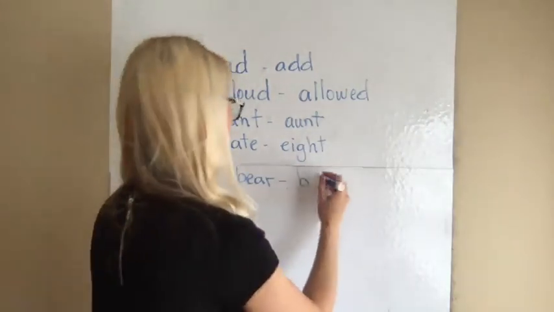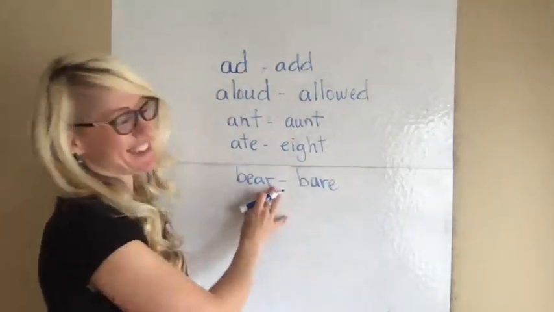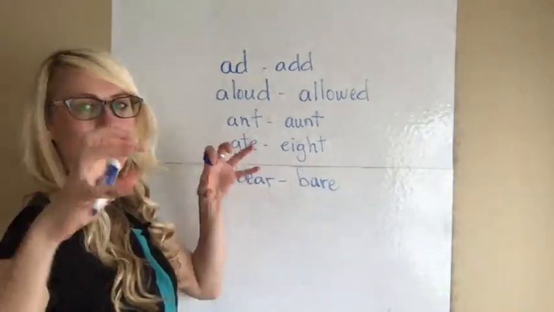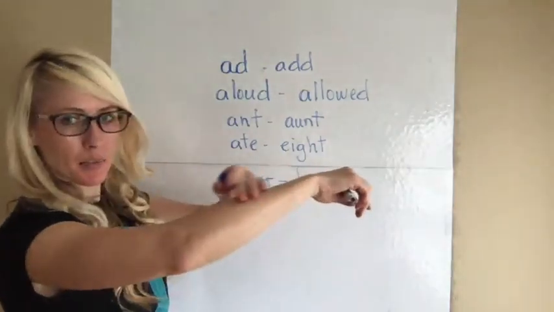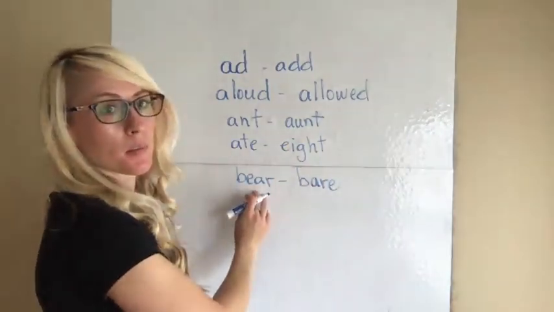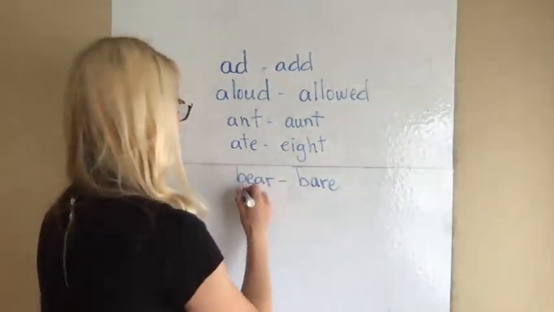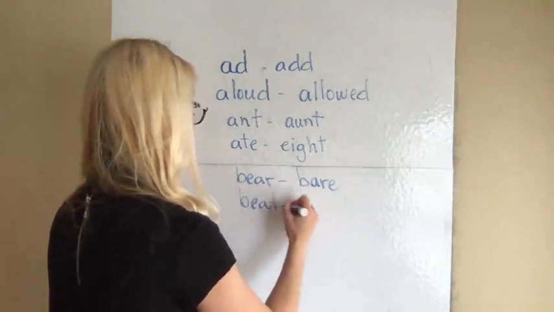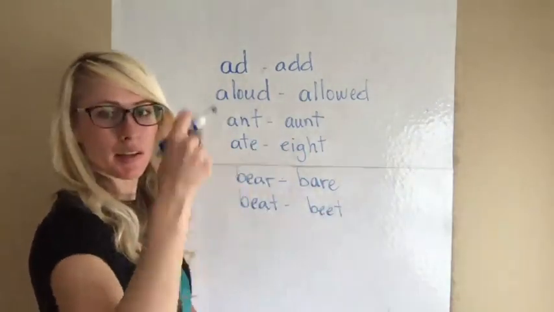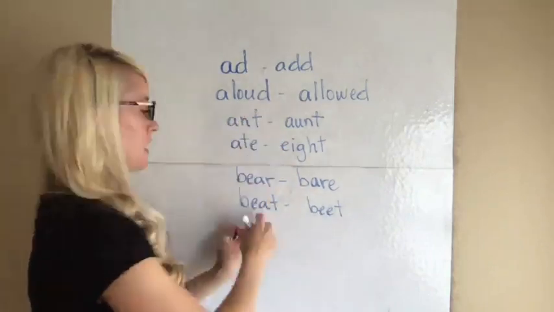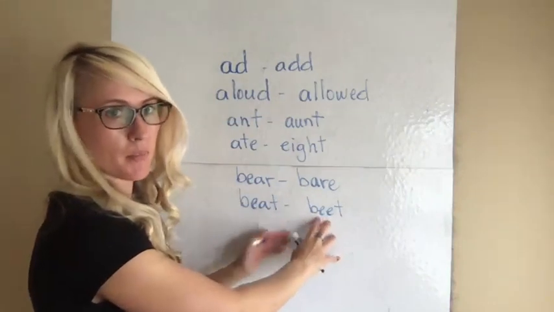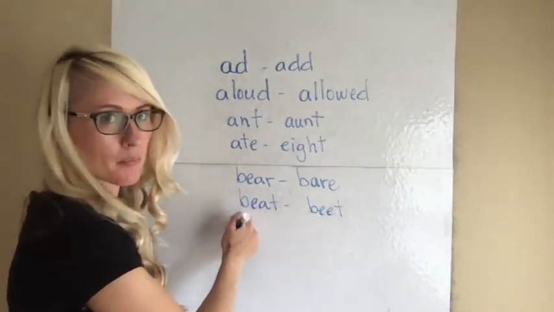I'm gonna check the spelling, sorry, on this one. See, I have to check the spelling of these. Bear and bare. So bear like the animal, and then bare like your bare skin, when you're not wearing a sleeve. Beat. So this is like beat, like in music, or beet. And then this is, yes, this is the vegetable that you eat. Good job.